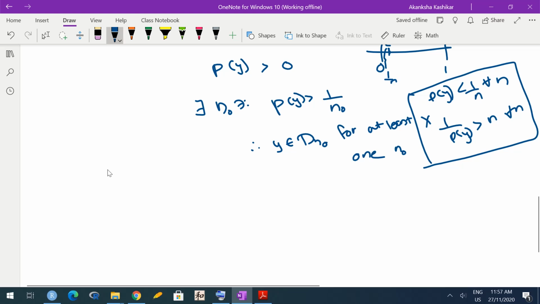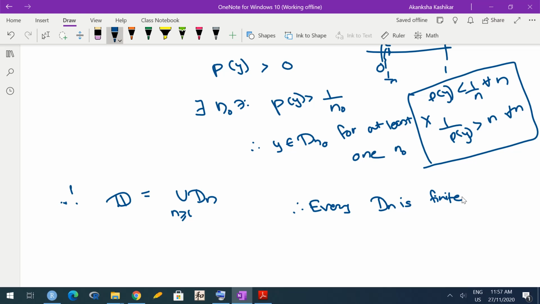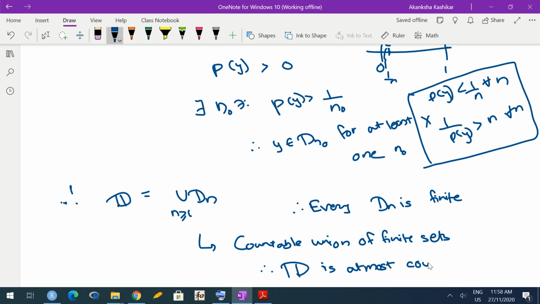Okay. So since every discontinuity point is in at least one Dn, script D, the set of all discontinuity points, is the union of Dn's over all n greater than or equal to 1. And we also saw that every Dn has at most n points. Therefore, every Dn is finite. D1 has 1 point, D2 has at most 2 points, D3 has at most 3 points, and so on. So script D becomes a countable union of finite sets. Therefore, script D is at most countable, because it is a countable union of finite sets. So script D cannot be uncountable.